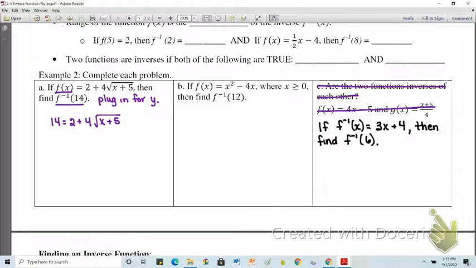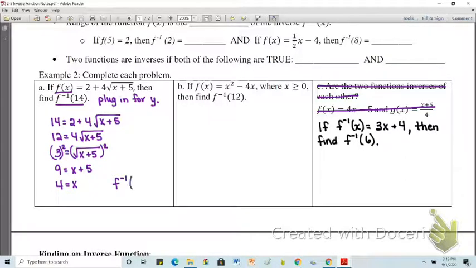Now we're going to just use our algebra, so I'm going to subtract 2. Divide by 4. And then to undo a square root, we need to square both sides. So that becomes 9 equals x plus 5. So x equals 4. So we will write our answer in inverse notation. So I'm going to say f to the negative 1 of 14 equals 4.